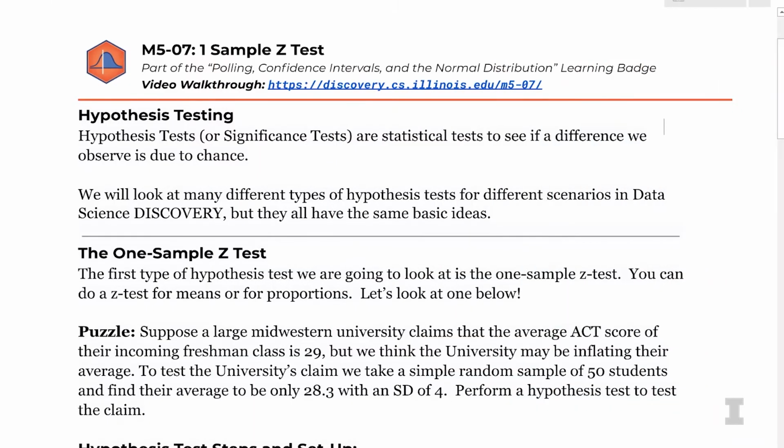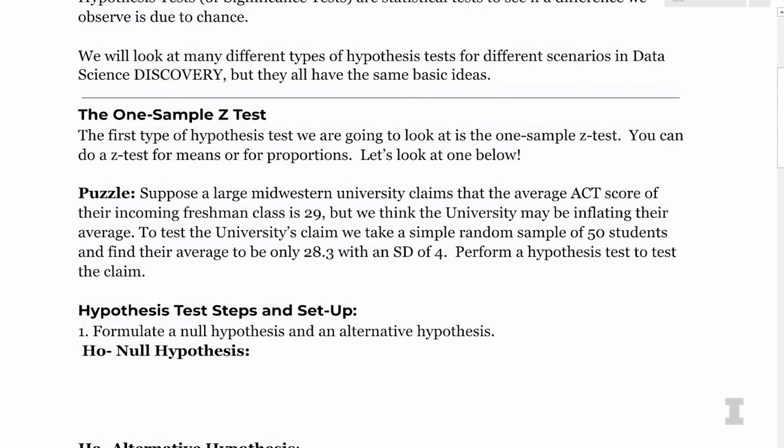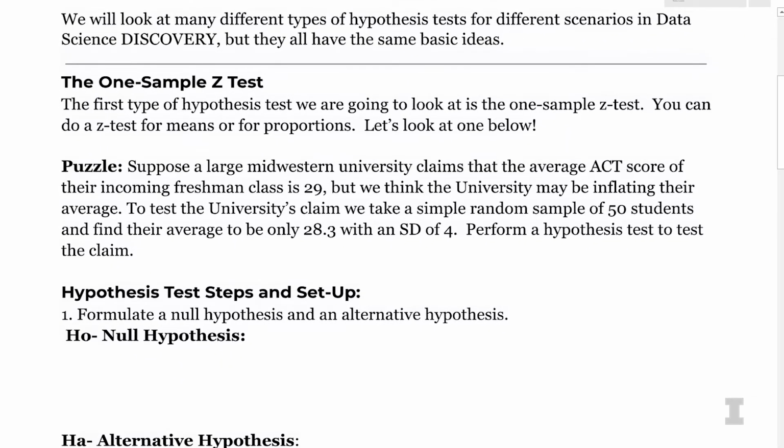So just a quick reminder about hypothesis testing, or oftentimes called significance testing. These are statistical tests to see if a difference that we observe is due to chance or not. And we're going to look at many different types of hypothesis tests for different scenarios. But like I said, let's go ahead and do the one sample z-test. They all have the same basic ideas. So I like doing this through an actual example.